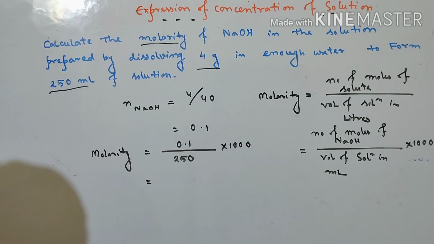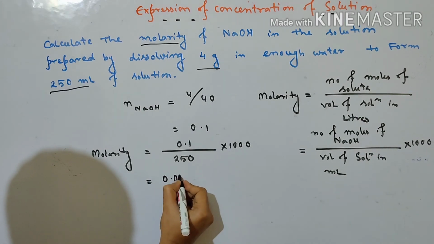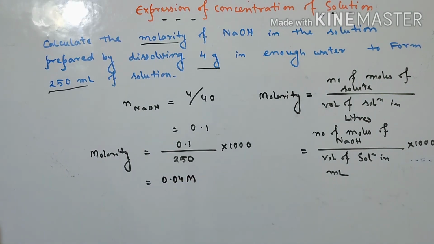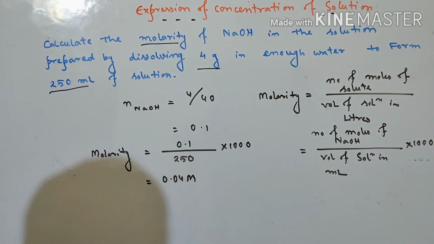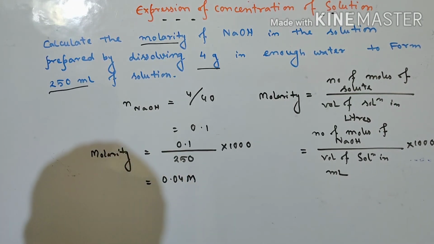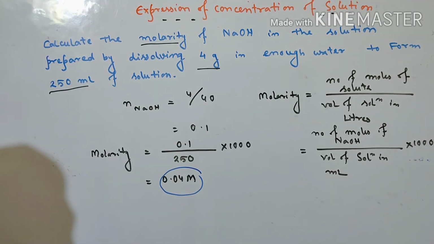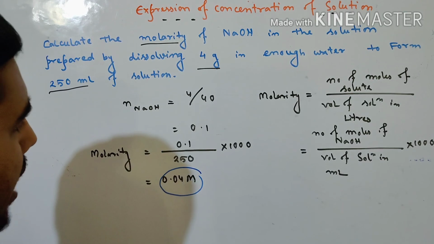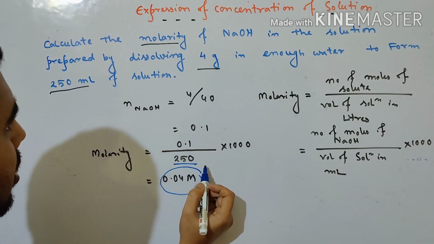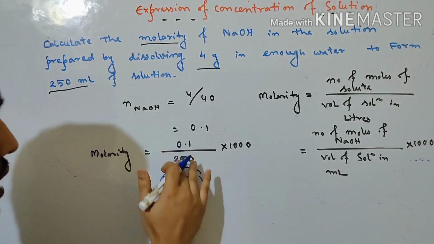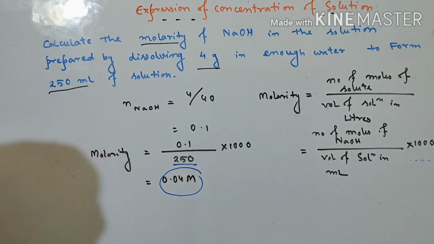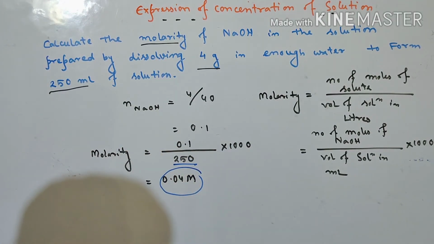Now, as a result, how much are we getting? We are getting 0.04 molar. This is the case. So a very simple case of molarity which we have solved. Remember, in case of 250 ml, you can directly convert this into liter, and then you do not have to write the 1000. The same thing actually.